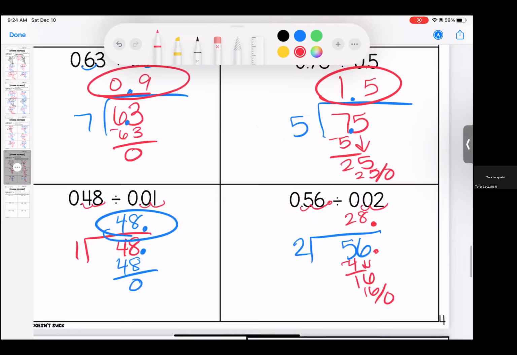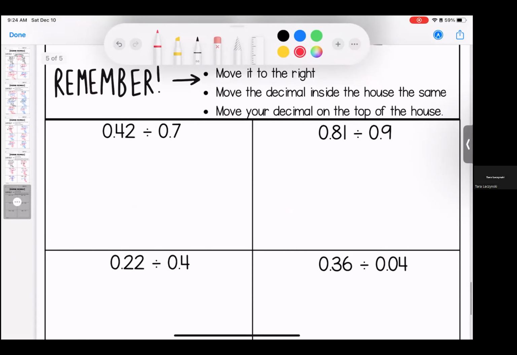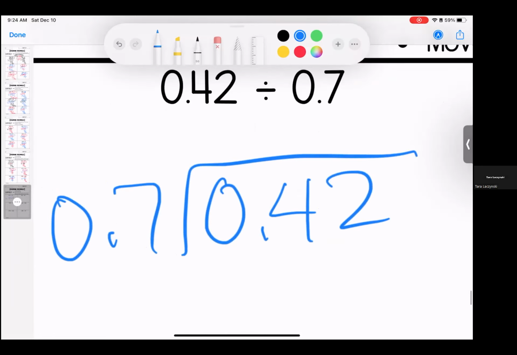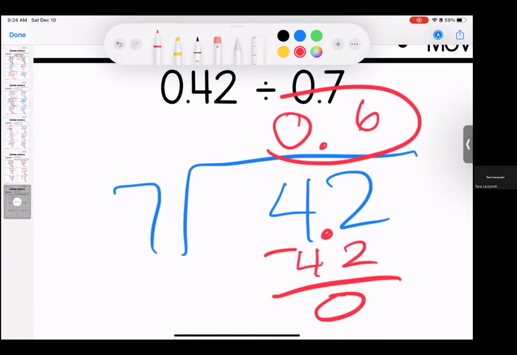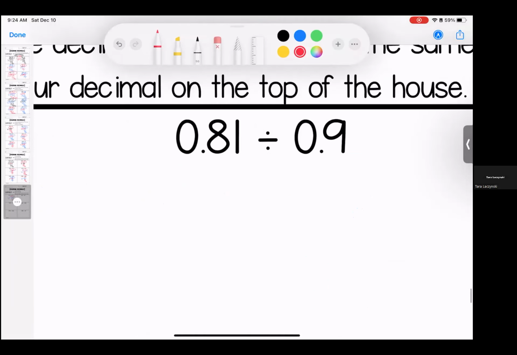All right, my loves, last page coming right up. Here we go. Again, we have the double decimal, but we are professional. So move it where it needs to be, keeping it balanced. 1, 1. Rewriting whole number 7 divided into 4 2/10. 7 does not go into 4, but it does go into 42 6 times. 6 times 7 is 42. Leaves me with nothing. 6/10 is what I'm looking for this one.